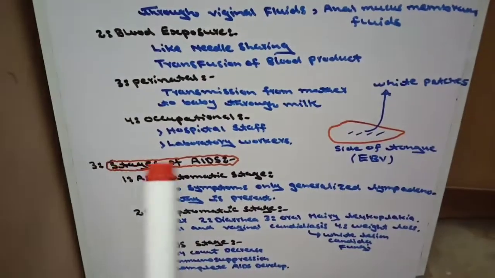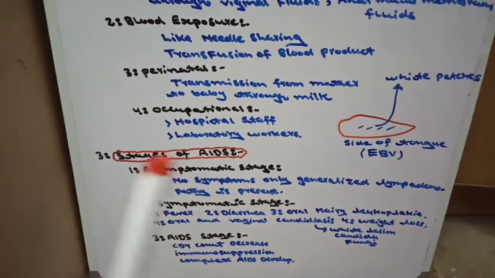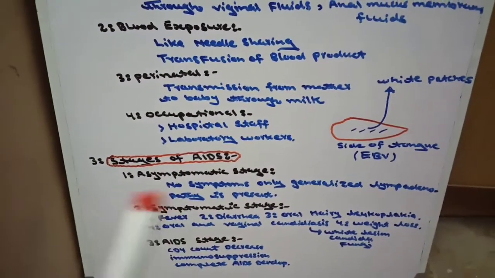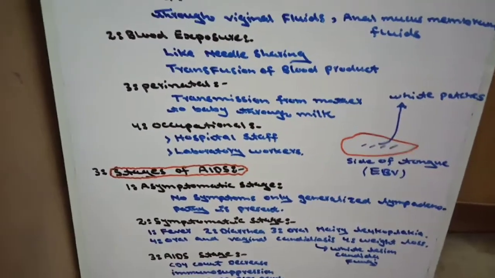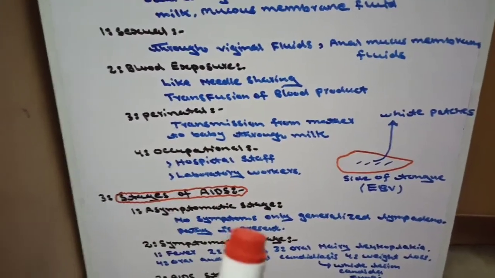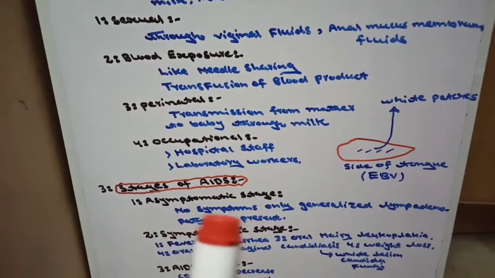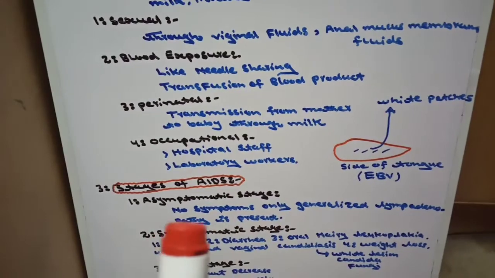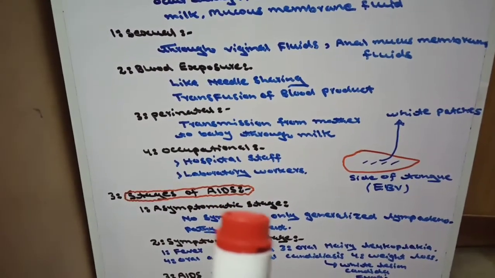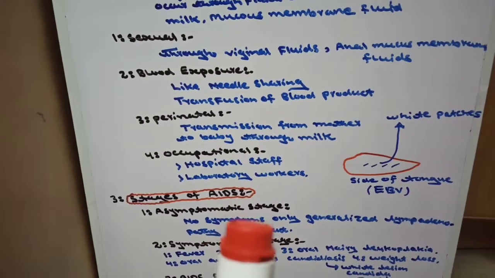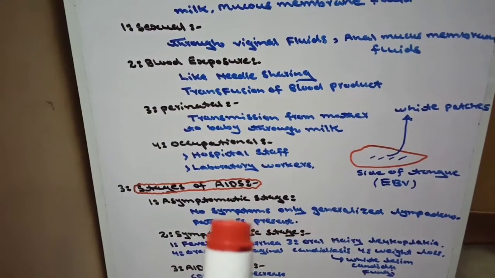Now come to the stages of AIDS. There are three stages of AIDS. First is asymptomatic stage, second is symptomatic stage, and the third is AIDS stage. Now first, asymptomatic stage means there is no symptoms. In asymptomatic stage, no symptoms of AIDS, only generalized lymphadenopathy is present. Mean there is a lymph node swelling in a whole body. Mean generalized lymphadenopathy is present.